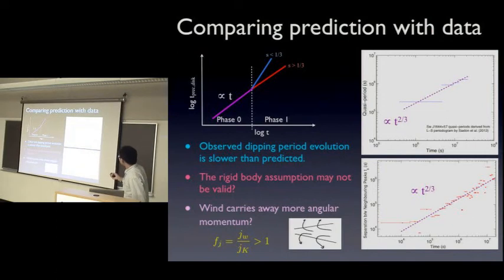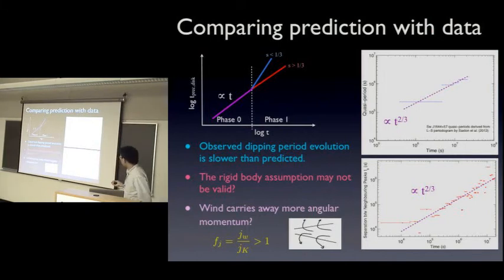We find the dipping period increases with time as approximately t to the 2/3, which is slightly slower than the evolution of precession period we predicted. And in the bottom panel is the separation time between dips. It's also increased with time, but also slightly slower than what we have predicted.